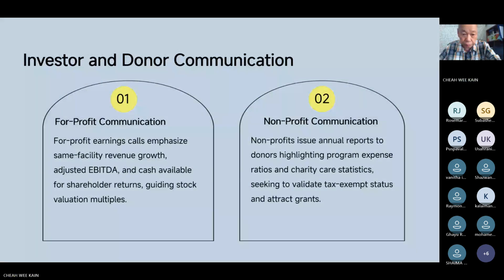So if you are a for-profit company, you're always thinking about revenue growth and earnings: income before interest, tax, depreciation or amortization. That is the normal net income before bank interest, tax, depreciation or amortization. For a non-profit, in your annual report you don't worry too much about your P&L. You just talk about care statistics, charity care statistics, and so forth.